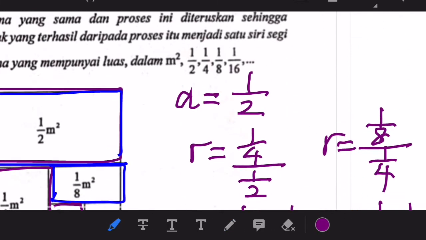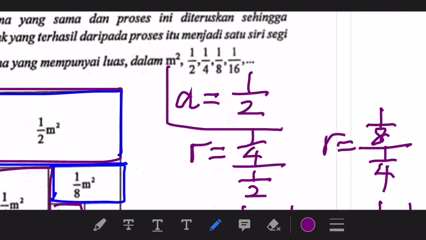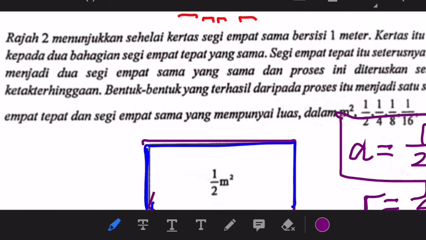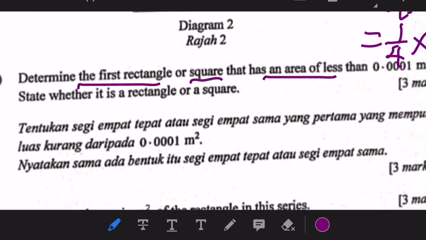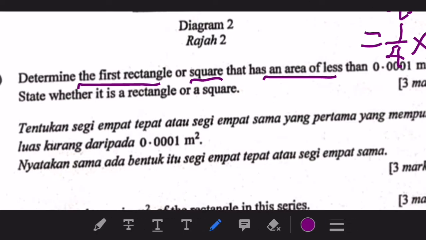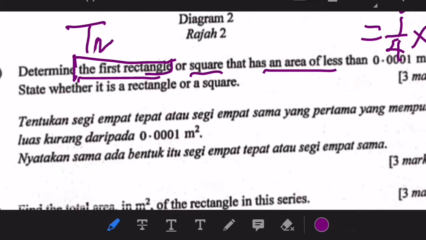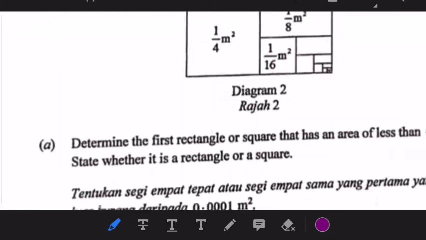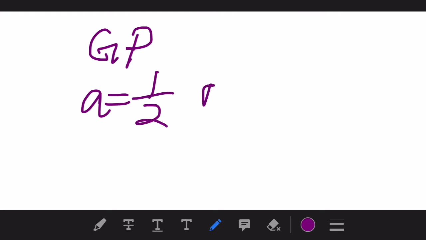Now the first term is 1 over 2. The R is 1 over 2. And the question is asking, let's see the question carefully. The first rectangle or the square. So when we read the question, we know it's actually asking for Tn, because the question never mentioned the sum. So we use the Tn formula for GP. A is 1 over 2, R is also 1 over 2, right?